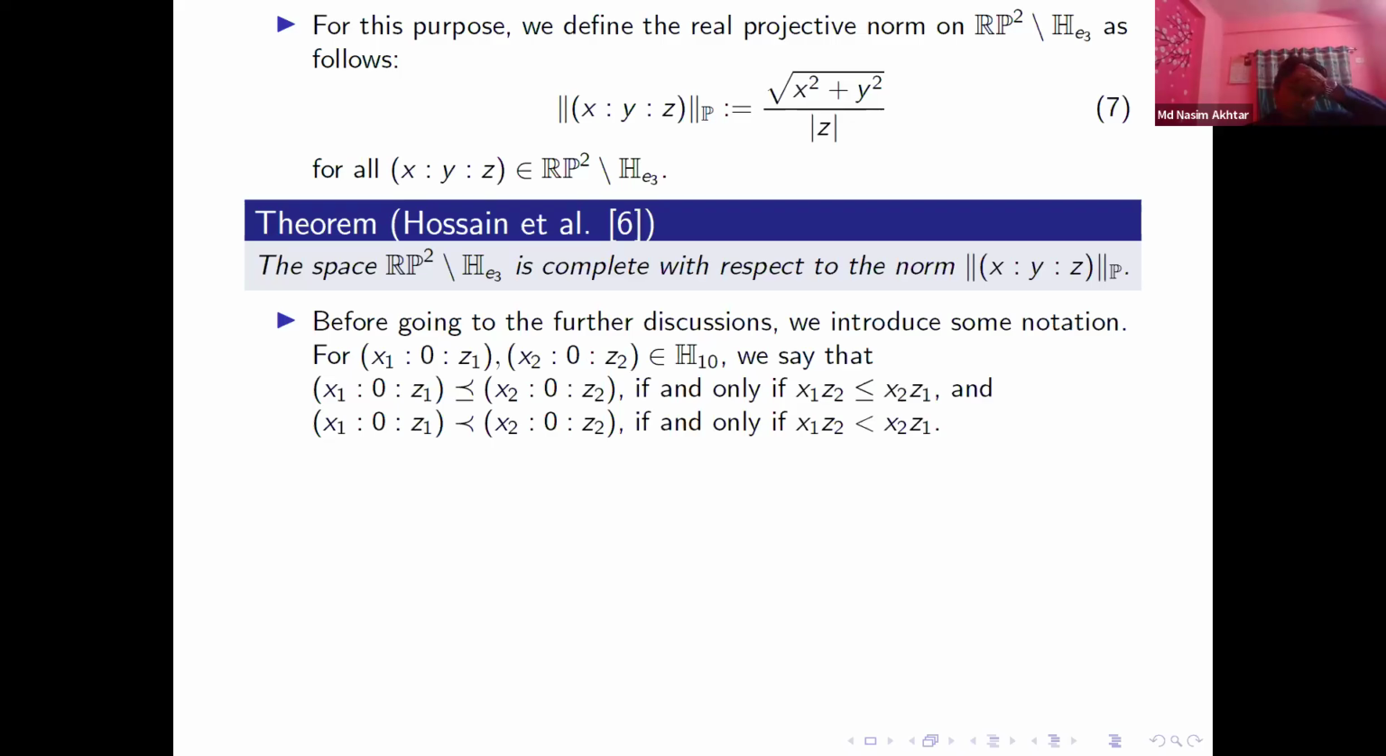Before going for further discussion, we need to introduce some more notations. For (x1, 0, z1) and (x2, 0, z2), two points in H10, we say that (x1, 0, z1) is less than or equal to (x2, 0, z2) if and only if x1 z2 is less than or equal to x2 z1, and (x1, 0, z1) is strictly less than (x2, 0, z2) if and only if x1 z2 is less than x2 z1. We have tried to give some order relation in RP2 minus HE3.